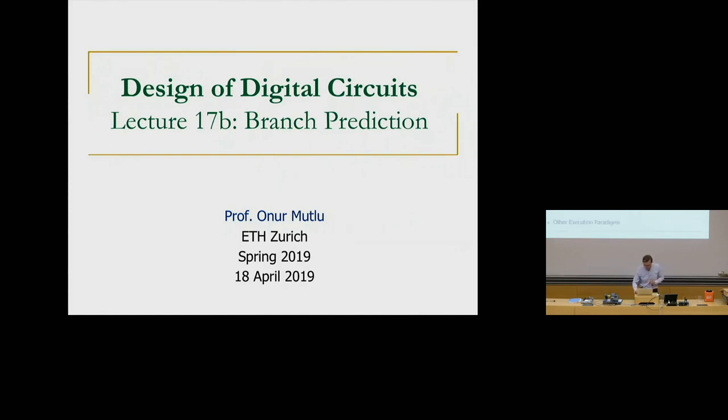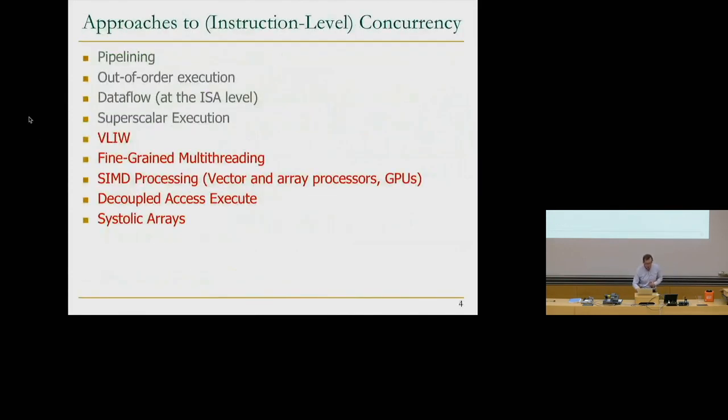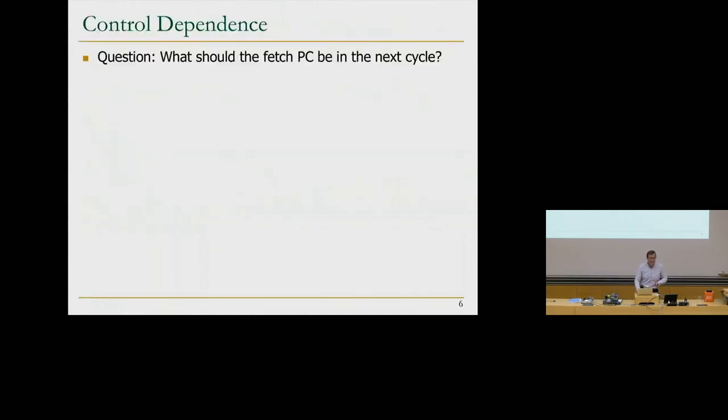And I'm going to skip this. All of the execution paradigms are actually affected by control dependencies. It doesn't matter what kind of processor you're designing, you really need to deal with the decision-making that goes on, control dependence, somehow. The key question, on a slide that you've seen before, is: what should the program counter that you're fetching from be in the next cycle?